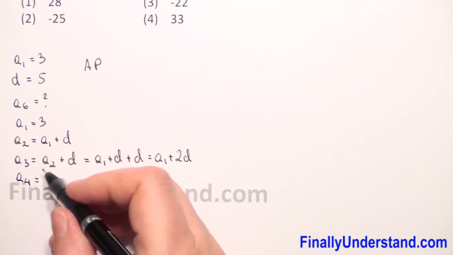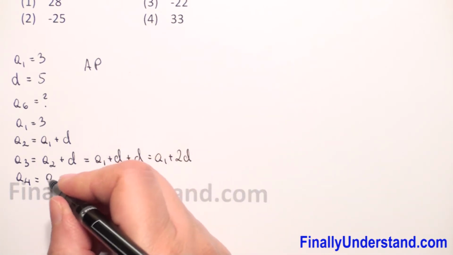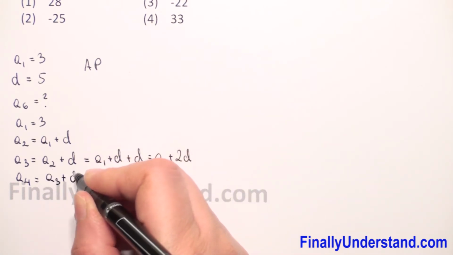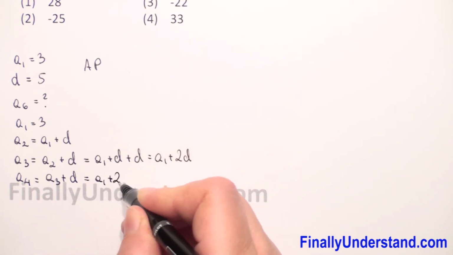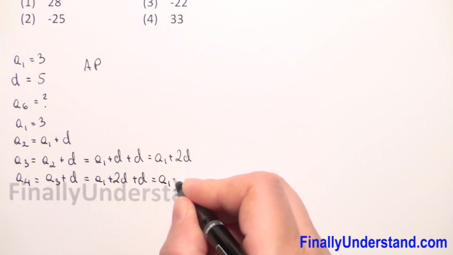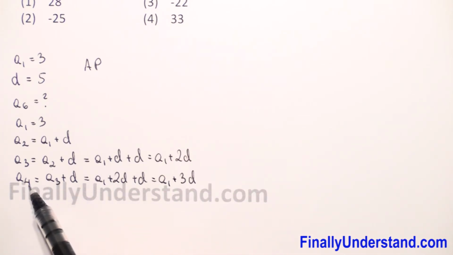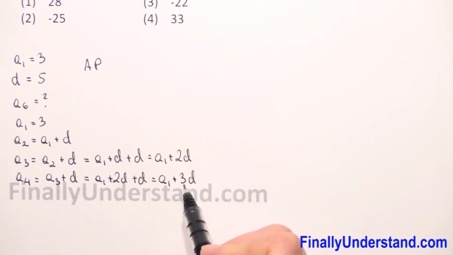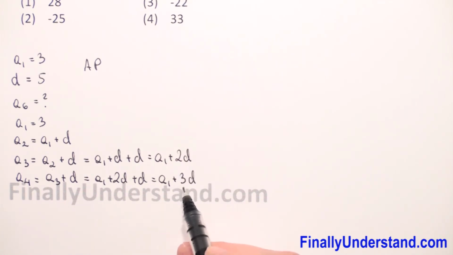A4, what will be? The term which is before, so before we have A3 plus, again, common difference. A3, we find that this is A1 plus 2D, and we have to add D, so this is A1 plus 3D. So we see that, for example, fourth term is A1 plus, coefficient before D is one less than the term. We have 4 terms, so coefficient before D is 1 less, so this is 3.